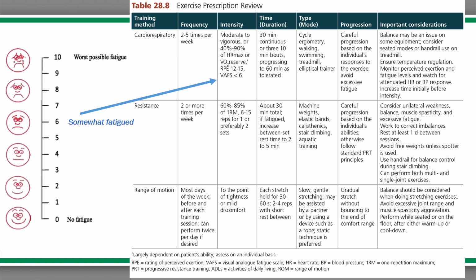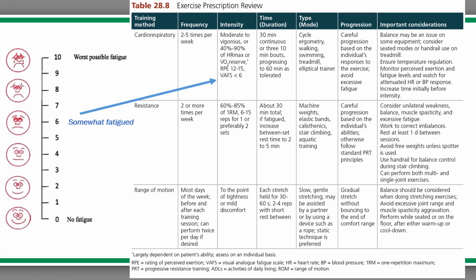Start on the lower end initially, start at the lower frequency initially, start at the lower duration initially with multiple bouts, and also utilize the individual's response and pay close attention to their fatigue and their response and build on that. So we're going to increase duration before we increase intensity.